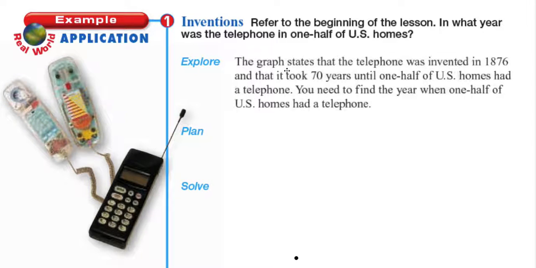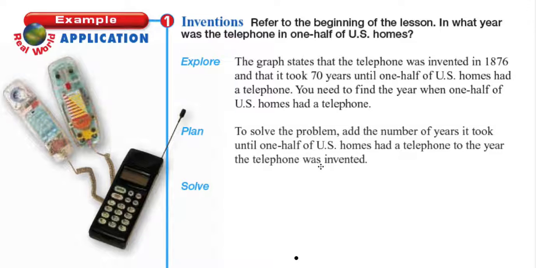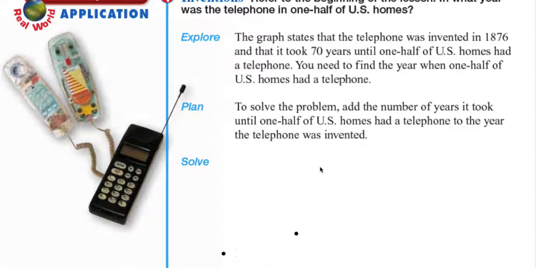Explore. The graph states that the telephone was invented in 1876 and that it took 70 years until one half of U.S. homes had a telephone. You need to find the year when one half of the U.S. homes had a telephone. Okay? Solve this problem. Add the number of years it took until one half of the U.S. homes had a telephone to the year the telephone was invented.